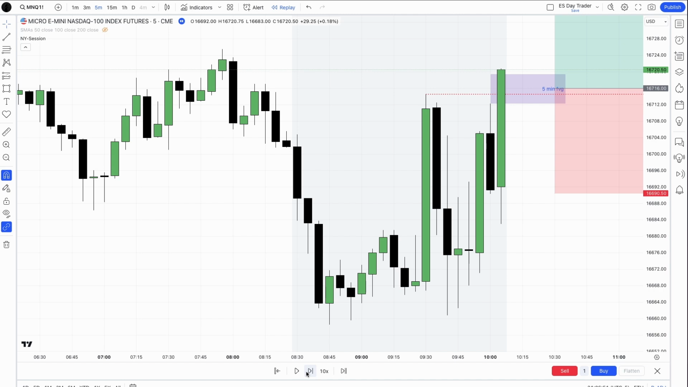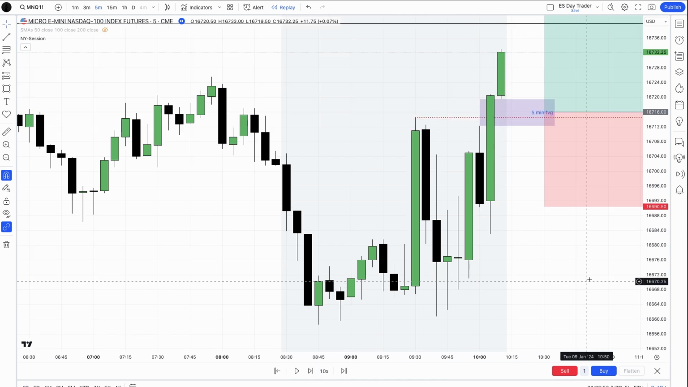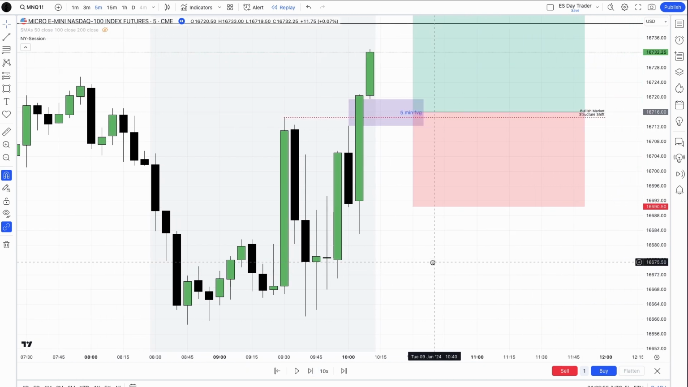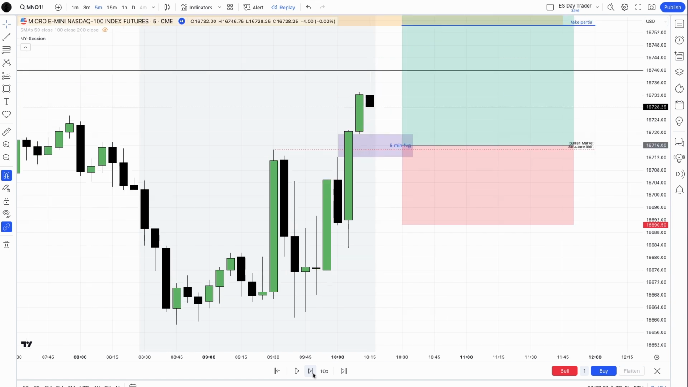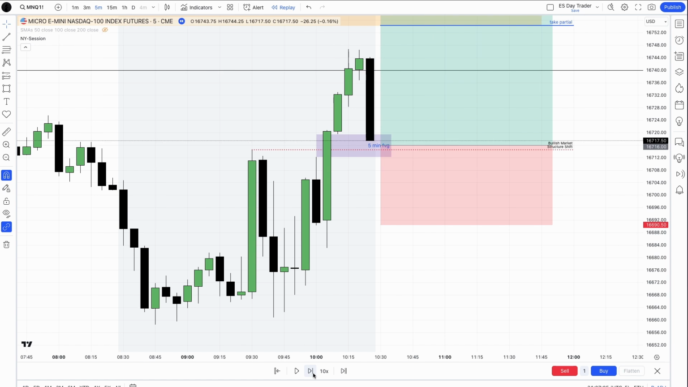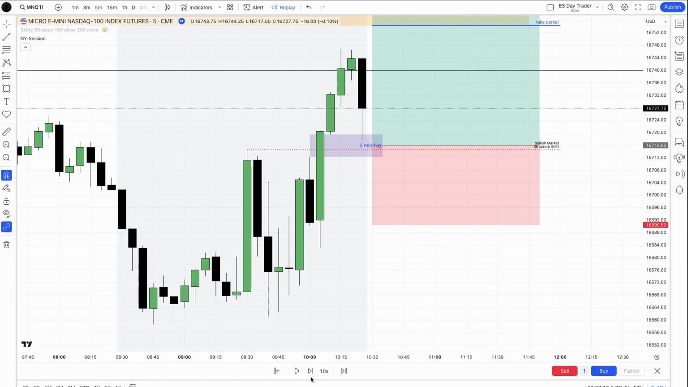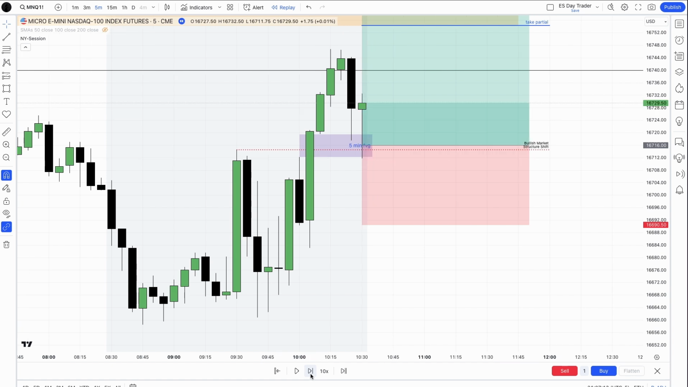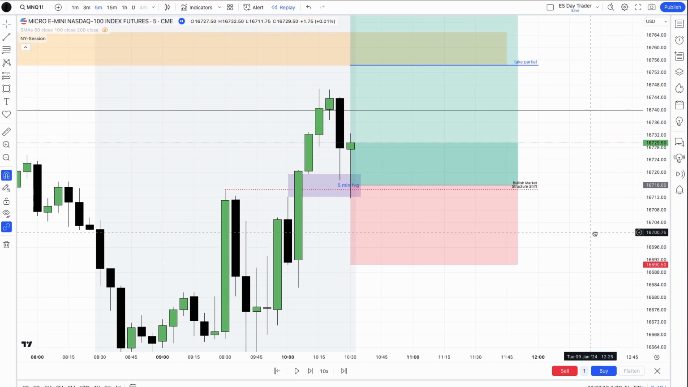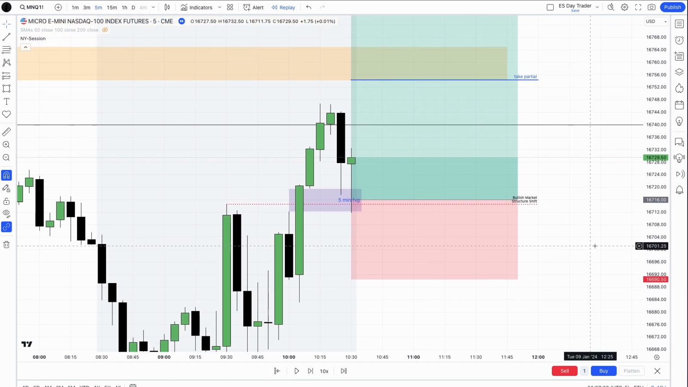There's a move up. We have our market structure shift, creating a 5-minute fair value gap where we start looking for an entry. There's our entry. Where's our target?